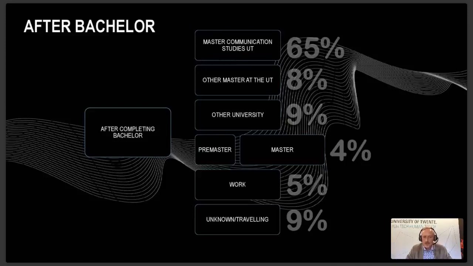After the bachelor, of our bachelor students in communication science, 65% go for our master, Communication Studies, here at the University of Twente. 8% are doing another master at the same university. Then a minority goes to other universities for other masters, goes to work, really a minority, or does other things. So a vast majority is going for a master, and it's good to bear in mind that when I'm talking about career prospects, it is about people who finished a master, then going to the labor market.